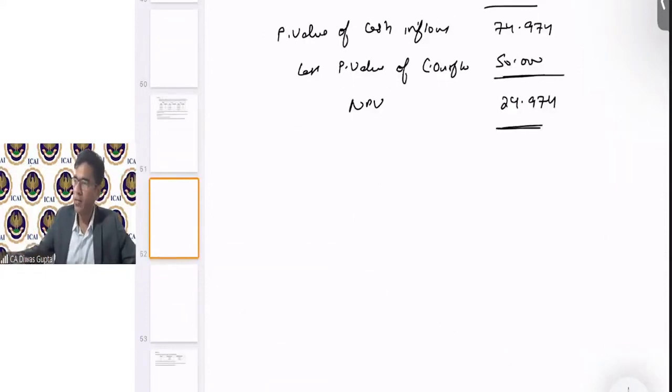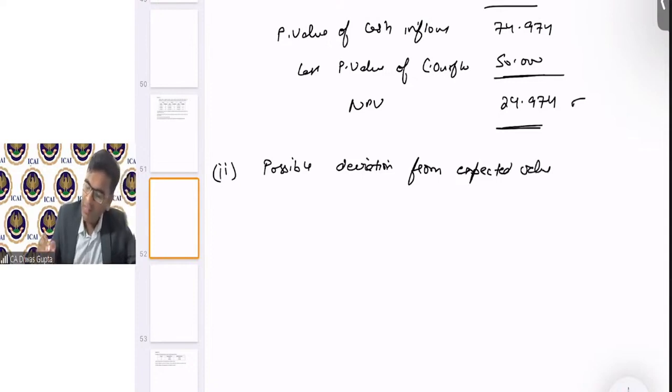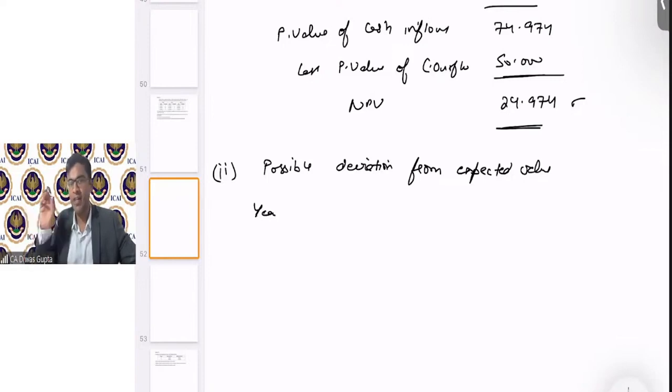So now let's calculate the possible deviation from expected value. What is the expected value? 24.974. Now for calculating the possible deviation from expected value, we have to calculate standard deviation. For calculating the standard deviation, we have to take all the observations minus the expected mean of that particular year, square it, and multiply with the probability. Correct? That is as per the formula again.